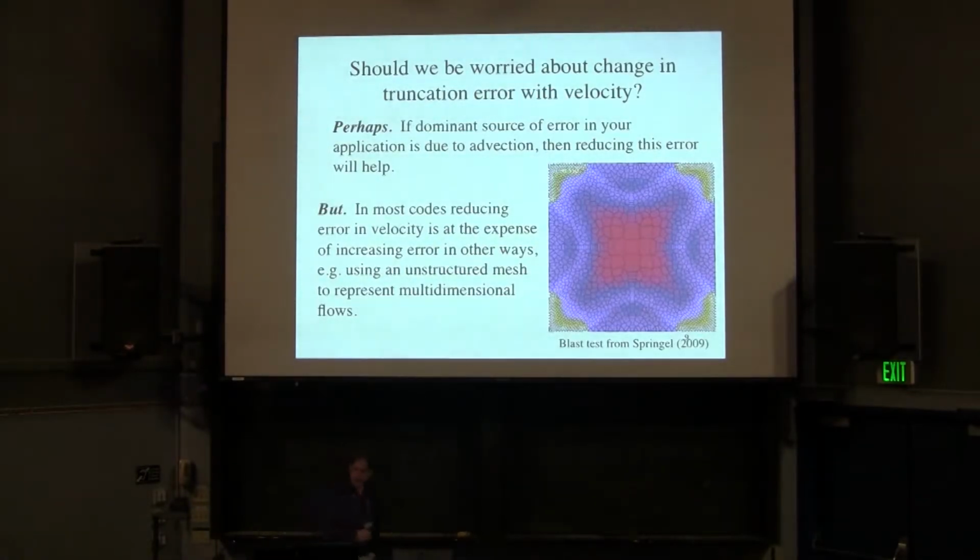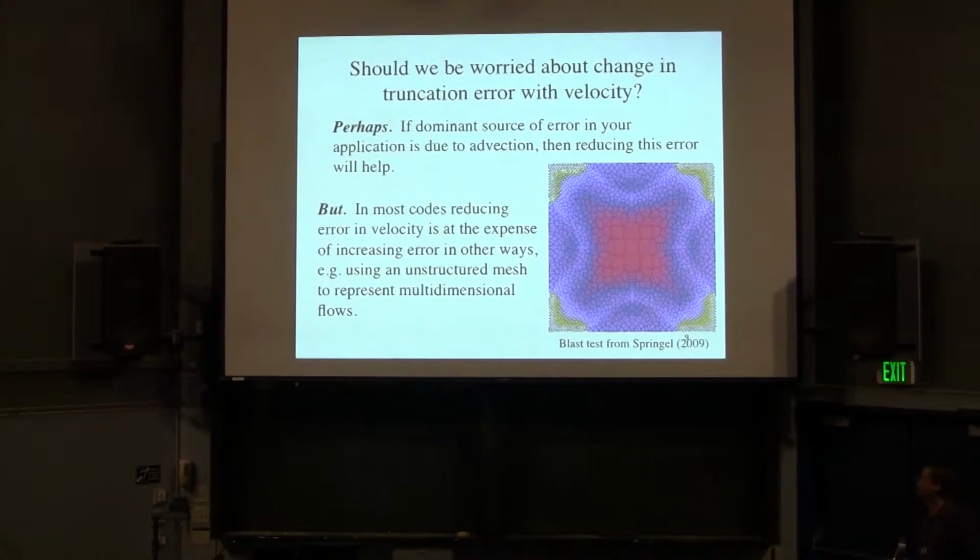Well, perhaps. It all depends on your application. If your application is dominated by flow which is very supersonic, and the largest source of error is advection in your problem, then reducing this error is a good thing because you're going to get a more accurate solution for the same cost. But of course, there are many sources of error in the solution, not just due to the motion of the mesh. For example, in multi-dimensions, there's a discretization error associated with unstructured meshes, which doesn't exist with structured meshes.